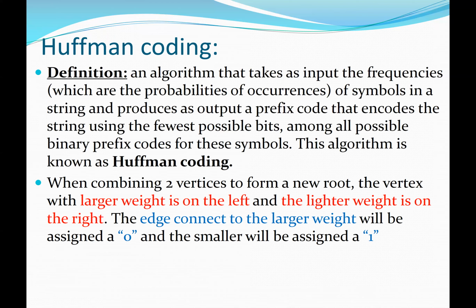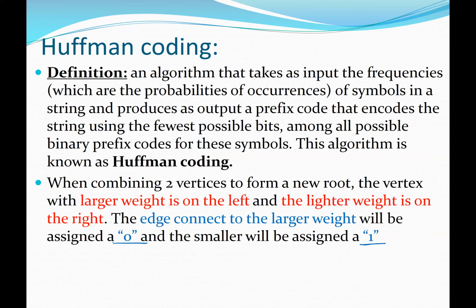Now, what is special about Huffman coding is that every letter has a weight, and the idea is that the larger weight is always on the left hand side. Remember, we go with the opposite. Usually the larger weight is on the right hand side, but the larger weight for Huffman coding will always be on the left hand side, and the lighter weight will be on the right hand side. However, it still follows the prefix code, which is 0 and 1.